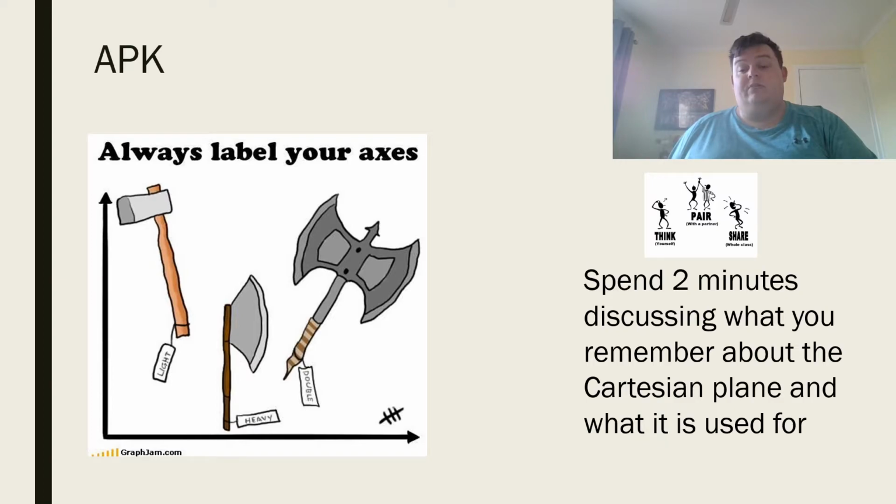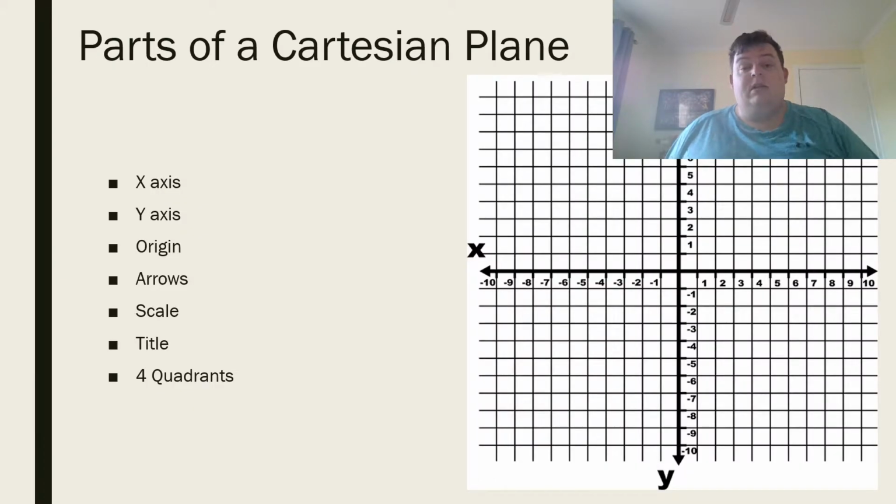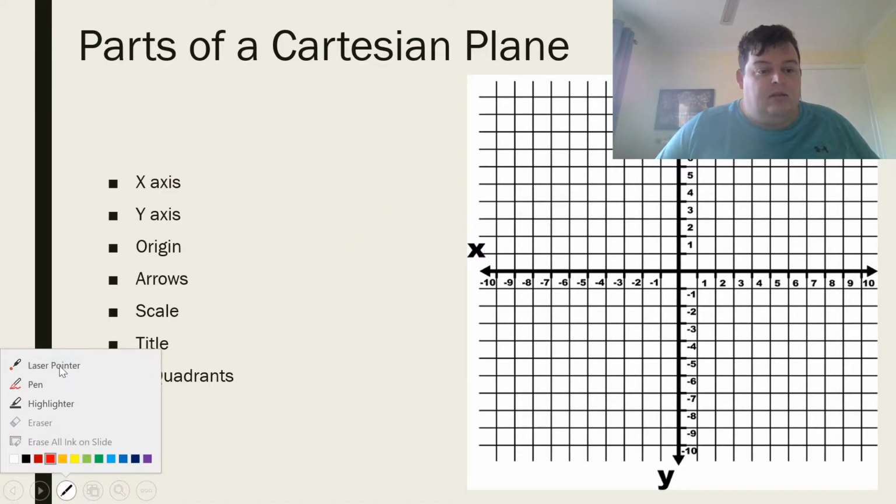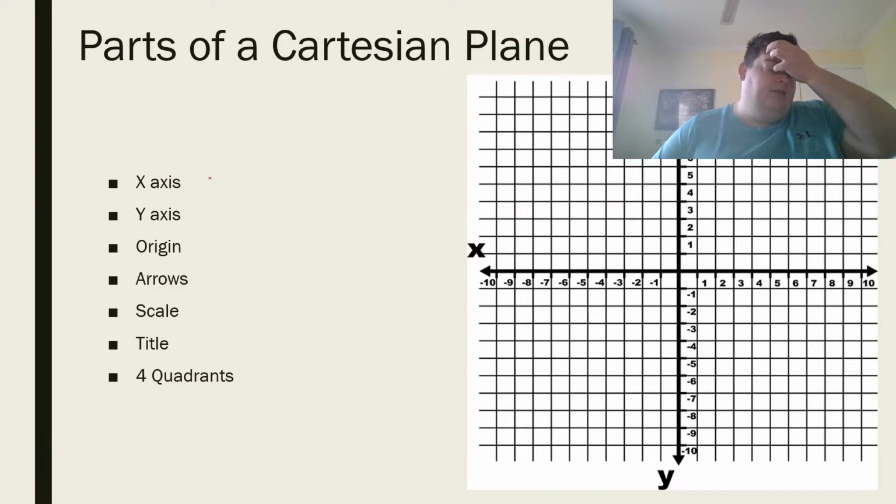Okay, assuming that you've done that. Here are some parts of the Cartesian plane. I'm going to annotate on this. Okay, I'll annotate some of these things. I want you to, if you would like, pause the video and see if you can figure out where these things would go.